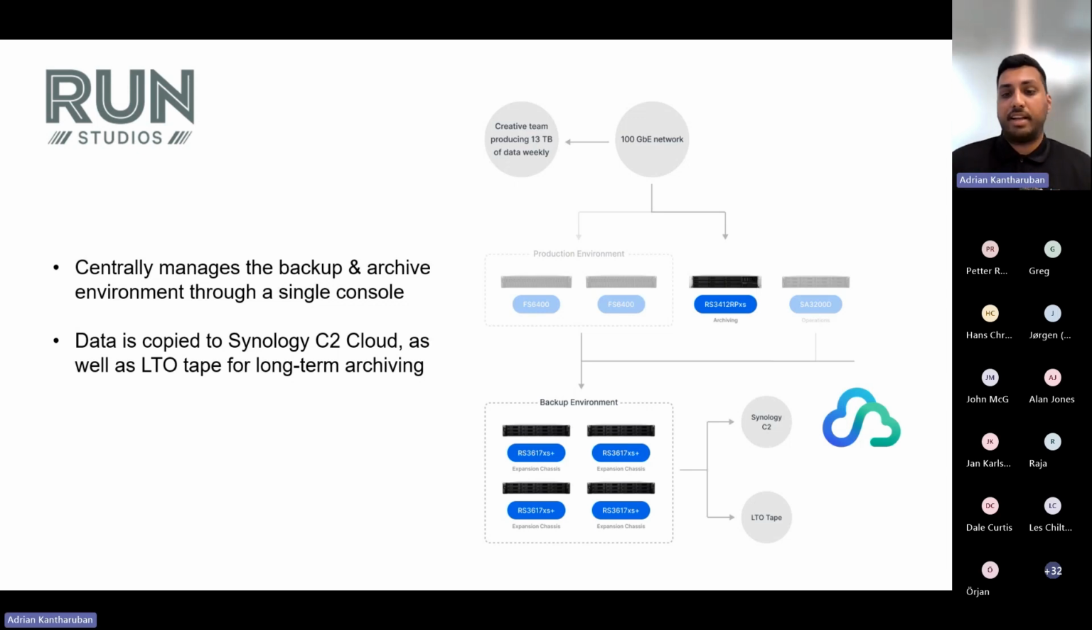We also provided assistance to Run Studios in incorporating LTO tape for their backup environment for long-term archiving. So that again still hits the 3-2-1. And because they have immutability here, they're also hitting 3-2-1-1-0, one immutable backup and no errors throughout.